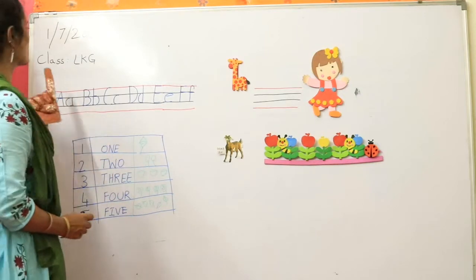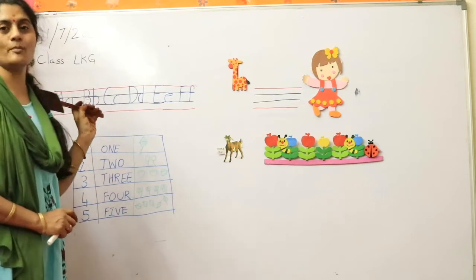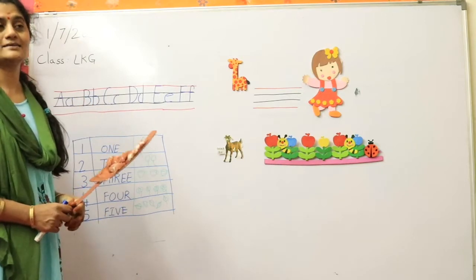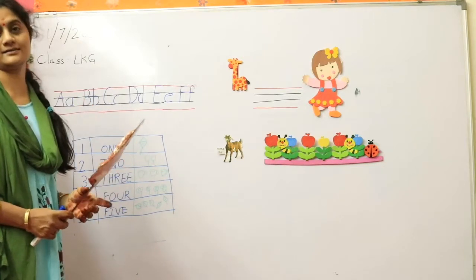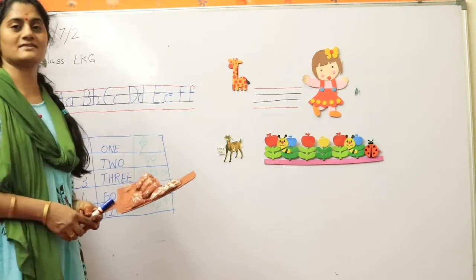Now, just look at the board. Today is the beginning of a new month. So we are in the month of July. There are 12 months in a year. And January, what are they? What are the 12 months?